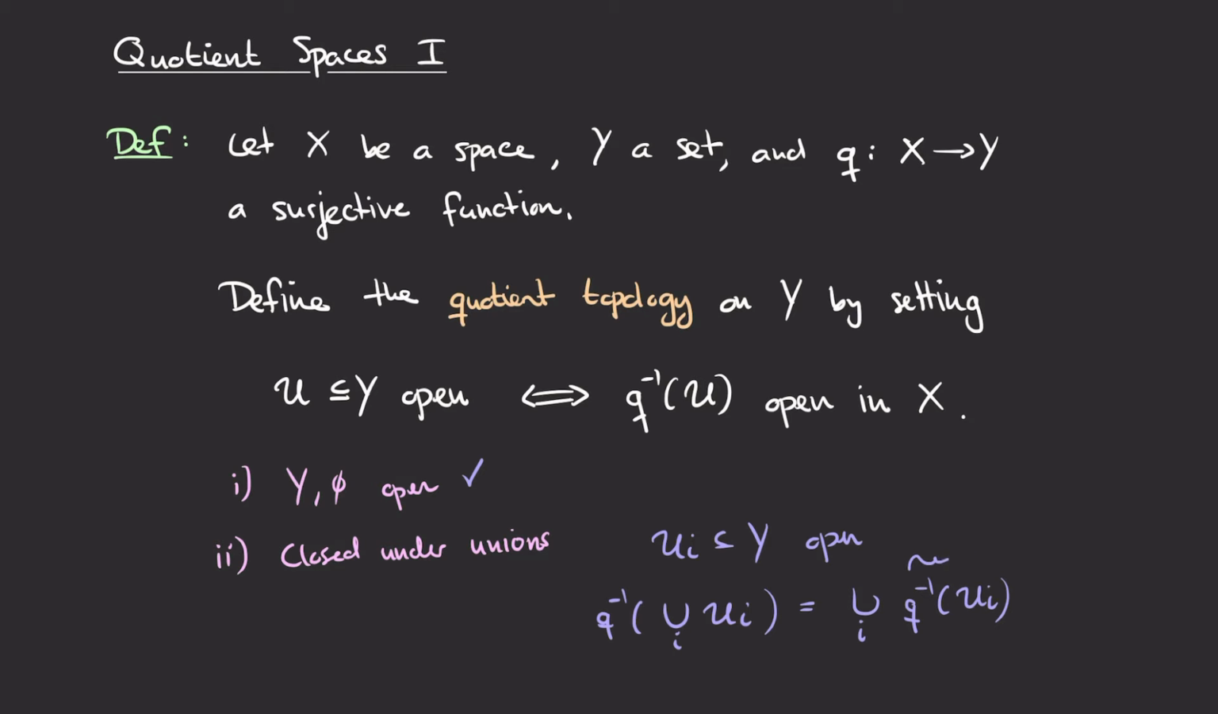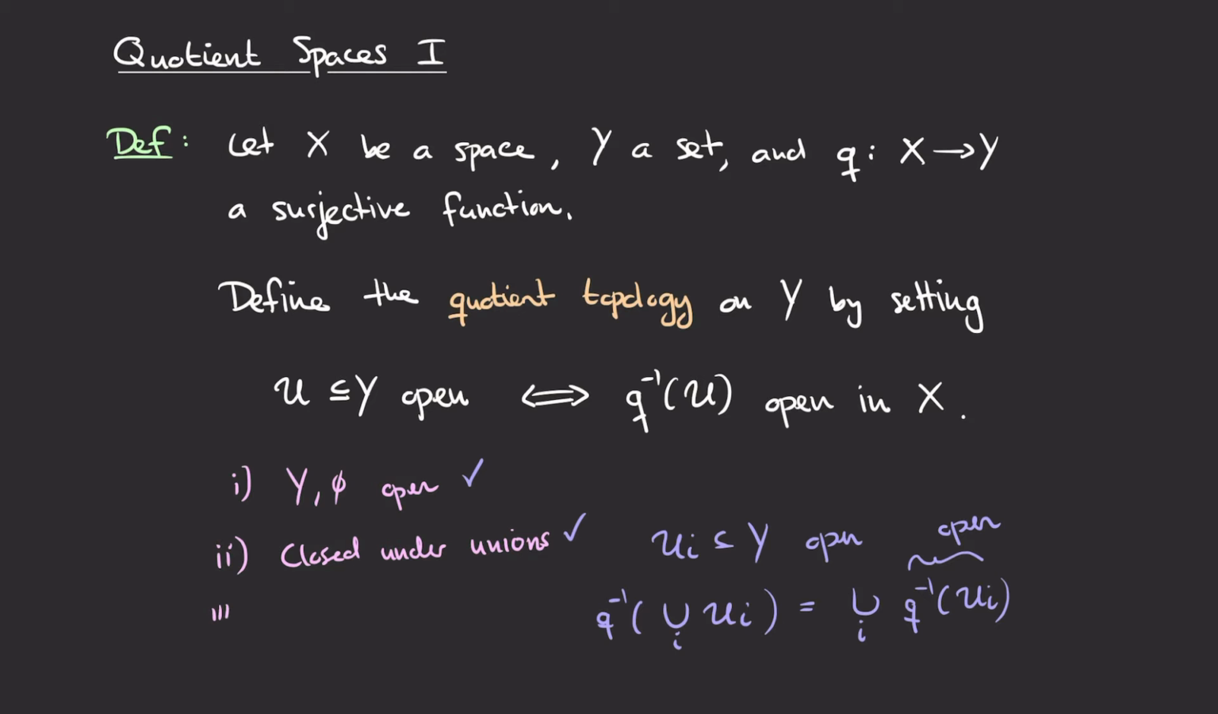We know that each of these preimages is open by how the open sets in the quotient topology are defined. And so now we have a union over open sets in the space X, which is again an open set because the topology on X is a topology and hence is closed under arbitrary unions. So the second point is also satisfied.